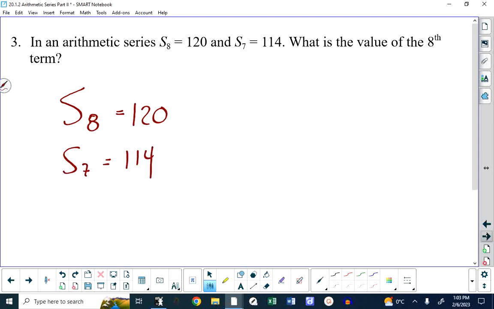This question says, when you add up the first 7 terms in a series, you get 114. And when you add up the first 8 terms, you get 120. And the question says, what is the value of the 8th term?